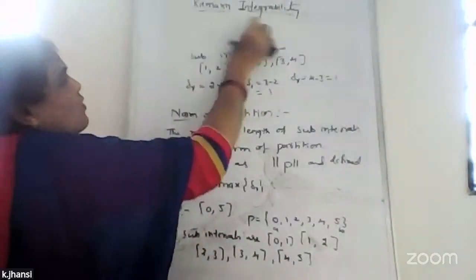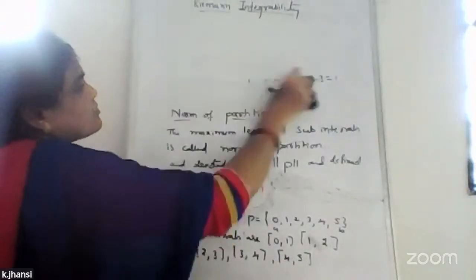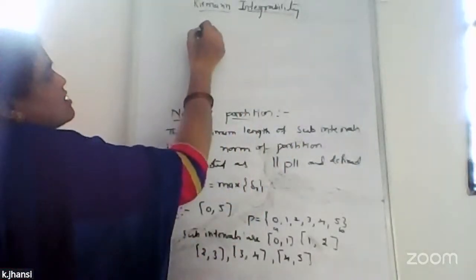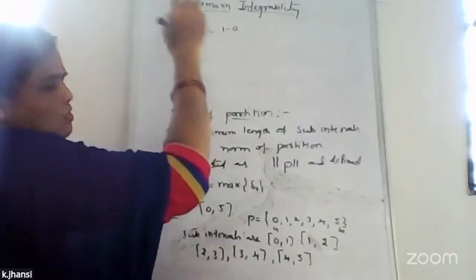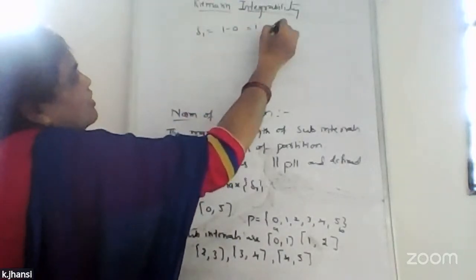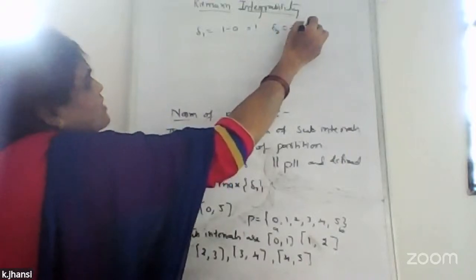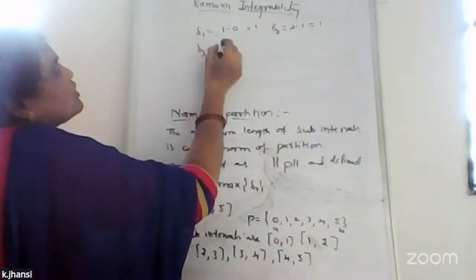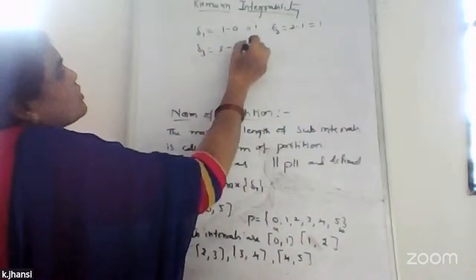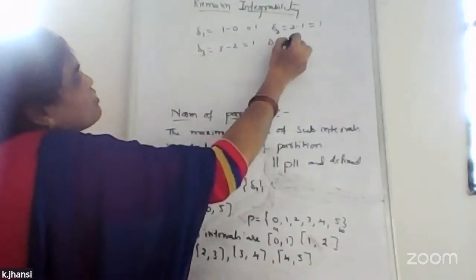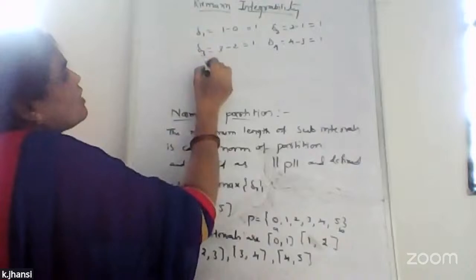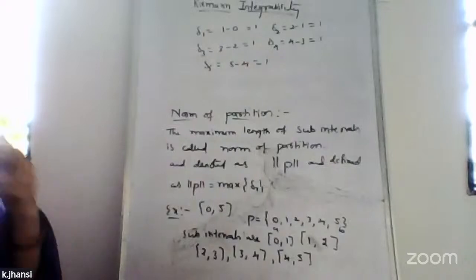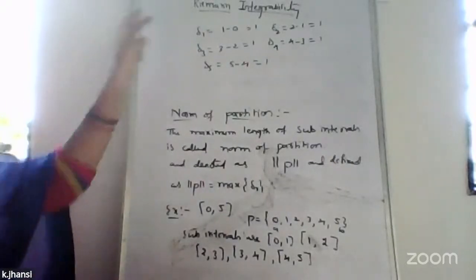I will write above. Delta 1 is equal to 1 minus 0 equals 1. Next, delta 2 is equal to 2 minus 1 equals 1. Next, delta 3 is equal to 3 minus 2 equals 1. Delta 4 is equal to 4 minus 3 equals 1. Delta 5 is equal to 5 minus 4 equals 1. Okay. So with all these terms, we have got the length of the subintervals.